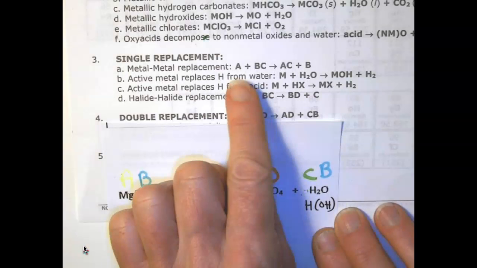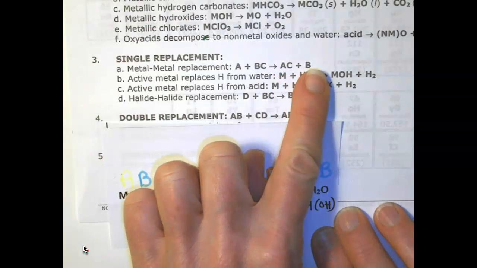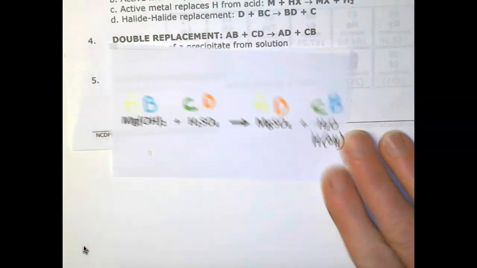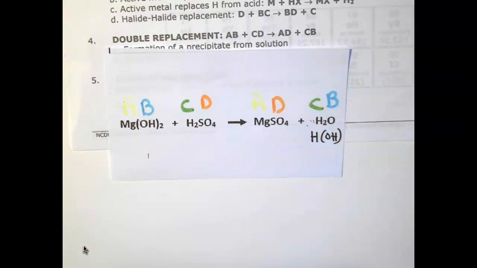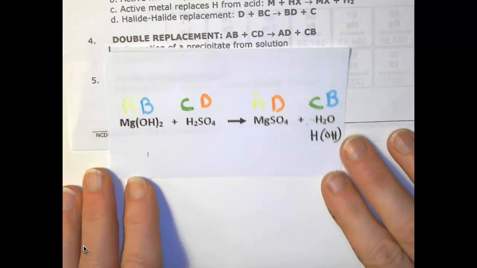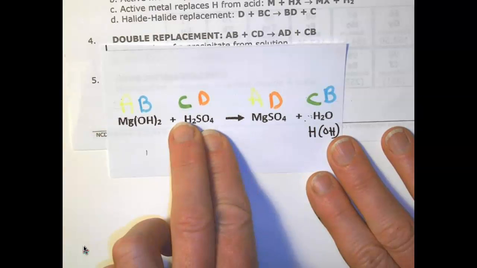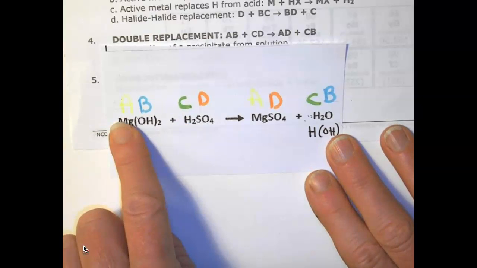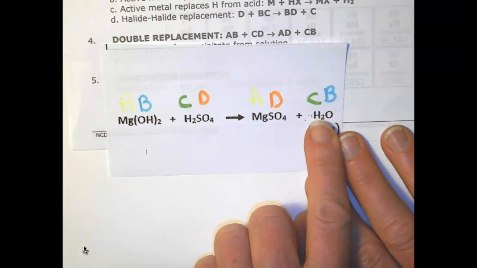In single replacement, there was a single element and a compound. Double replacement is the only one that has two compounds as reactants and two compounds as products. This is what we call swap a date. A and B came to the prom together, C and D came to the prom together, but A went home with D, and B went home with C.